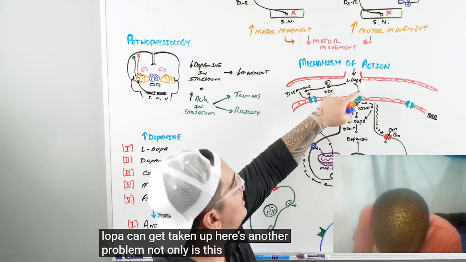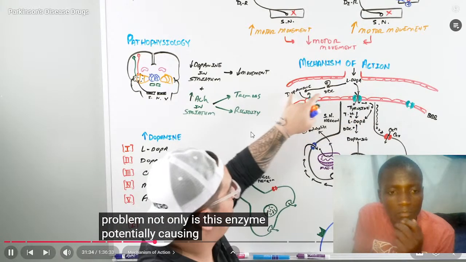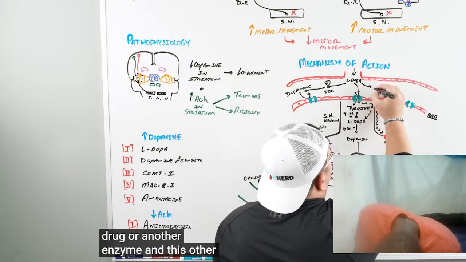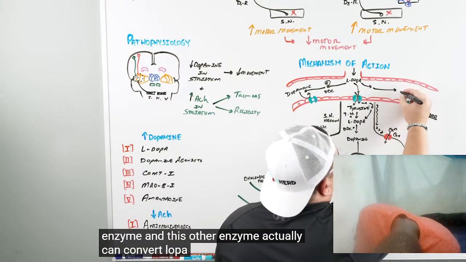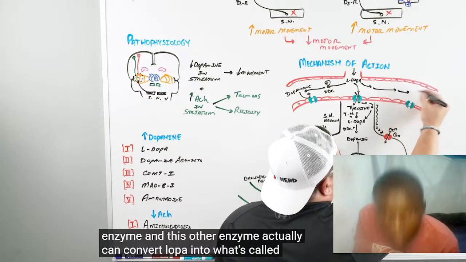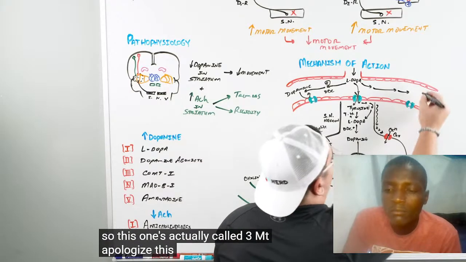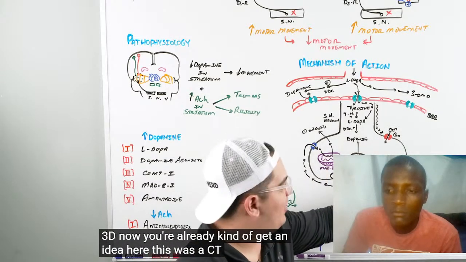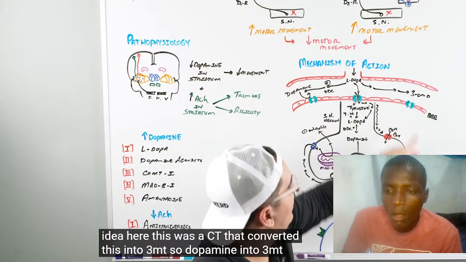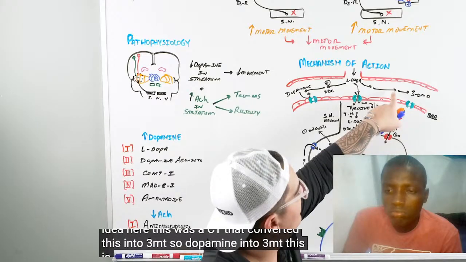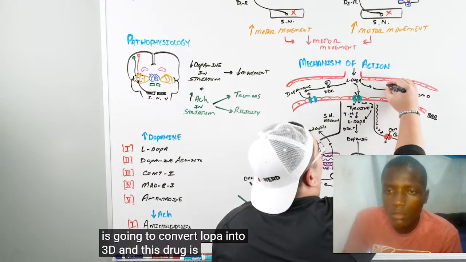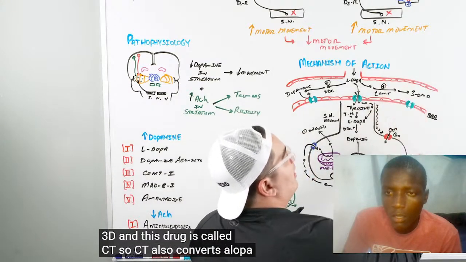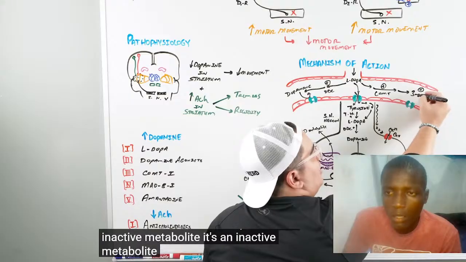Here's another problem. Not only is this enzyme potentially causing L-DOPA to get converted into dopamine, meaning less L-DOPA gets taken up, but there's another enzyme. This other enzyme can convert L-DOPA into what's called, this one's actually called 3-OMD. Now, you already kind of get an idea here. COMT converted dopamine into 3-MT. This is going to convert L-DOPA into 3-OMD. And this enzyme is called COMT. So COMT also converts L-DOPA into this inactive metabolite, just called 3-OMD.